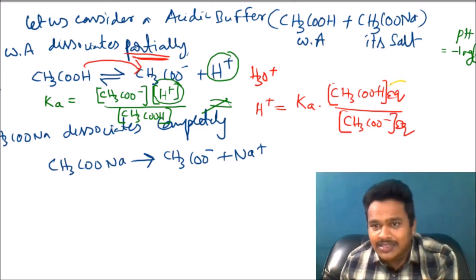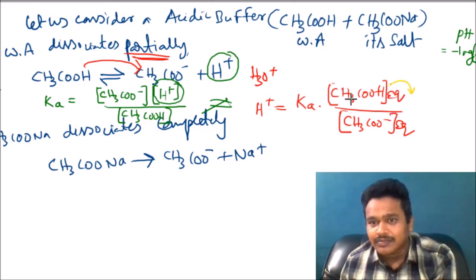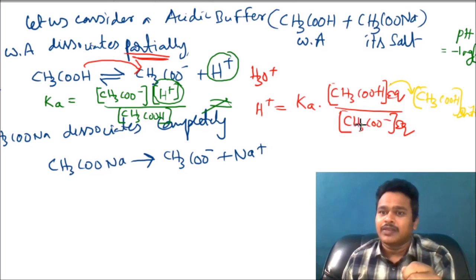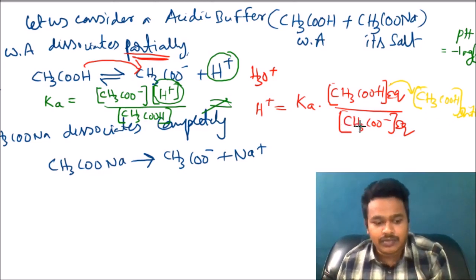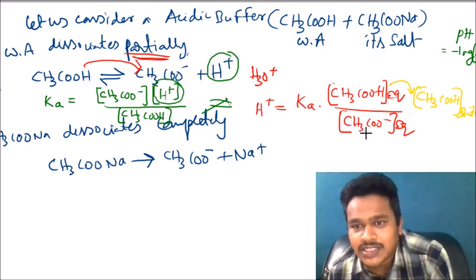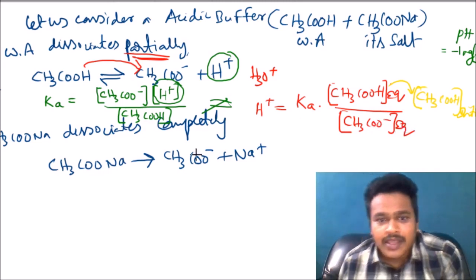I can consider it as the initial amount. That means the initial concentration of CH3COOH. Can I take it like this? Only the initial I can consider. Correct or not? See here, CH3COOH and CH3COO minus at equilibrium, these ions are there.